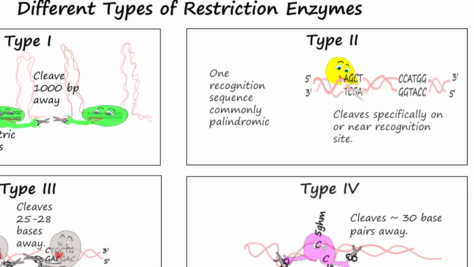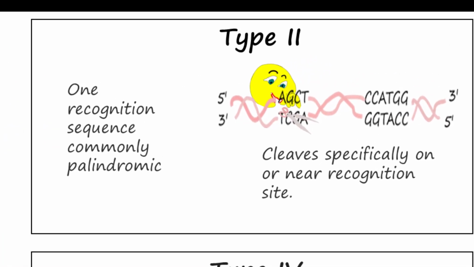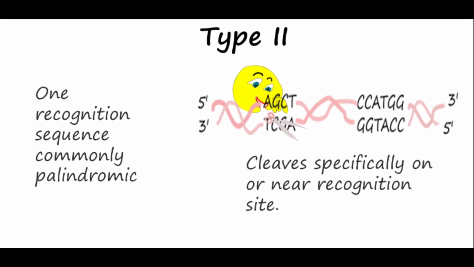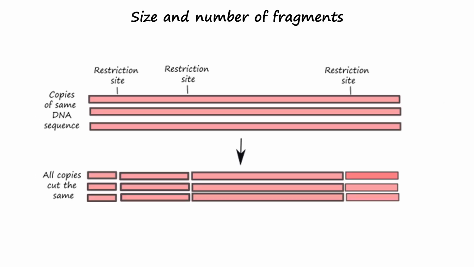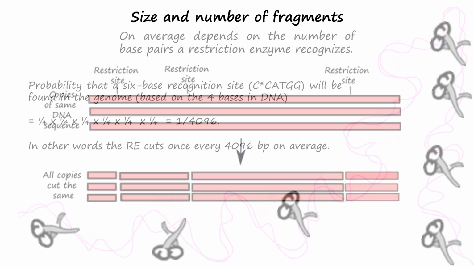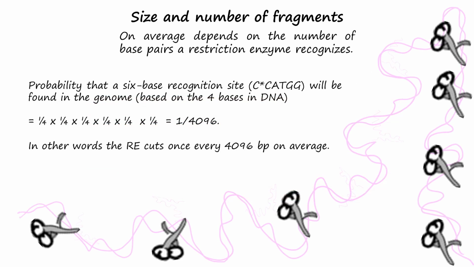Among these different types of restriction enzymes, type 2 with specific cleavage sites have been the most widely applied in biotechnology. Those restriction enzymes that cut specifically produce equal numbers of fragments of specific sizes from complete digestion of the same genome or chromosome. The average size of fragments produced, or the average distance between restriction sites, depends on the number of base pairs in a restriction enzyme recognition sequence.